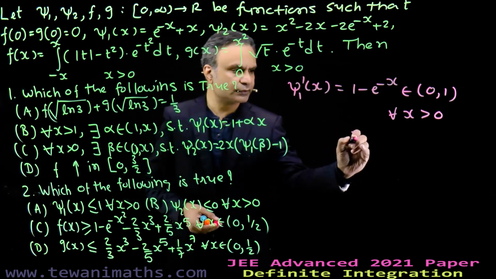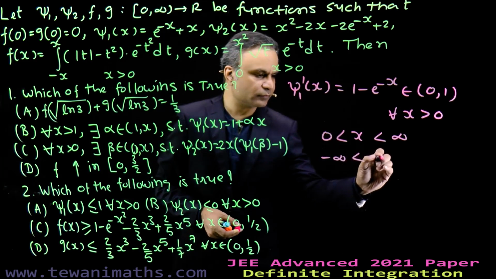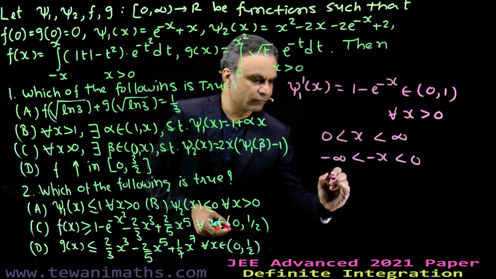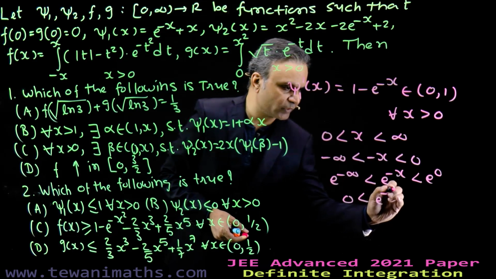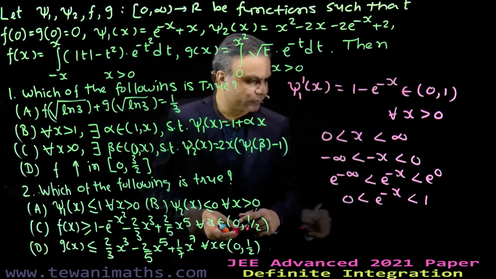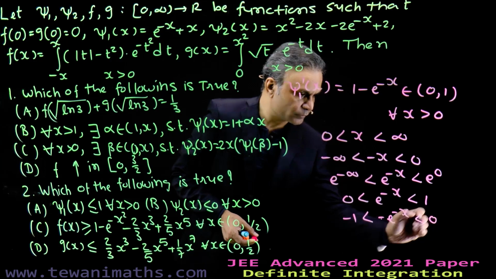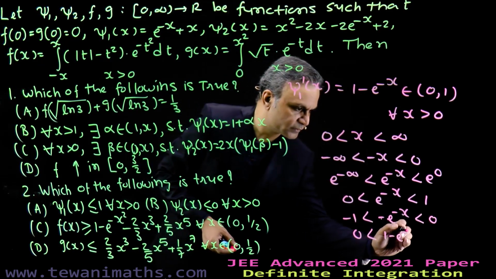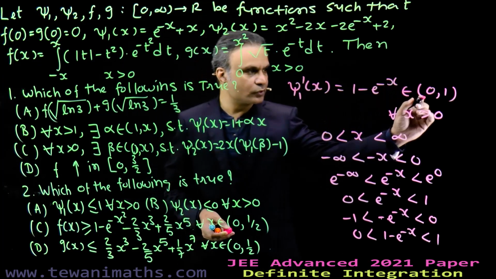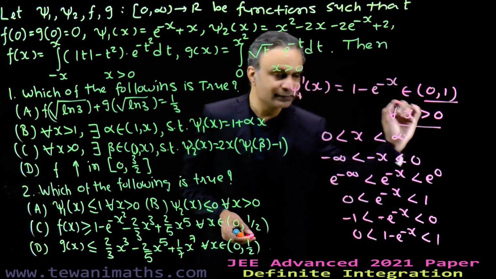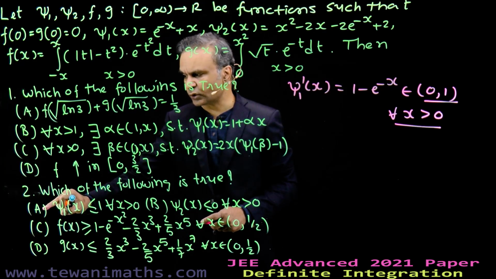For x greater than 0, we have 0 less than x less than infinity. We have minus infinity less than minus x less than 0. Then we have e power minus infinity less than e power minus x less than e power 0, meaning 0 less than e power minus x less than 1. Then we multiply each side by minus 1, we get minus 1 less than minus e power minus x less than 0. We add 1, we get 0 less than 1 minus e power minus x less than 1. So the expression 1 minus e power minus x belongs to the open interval 0 to 1 for all x greater than 0. Now with this finding, we can reply for this option 1b and this option 2a.